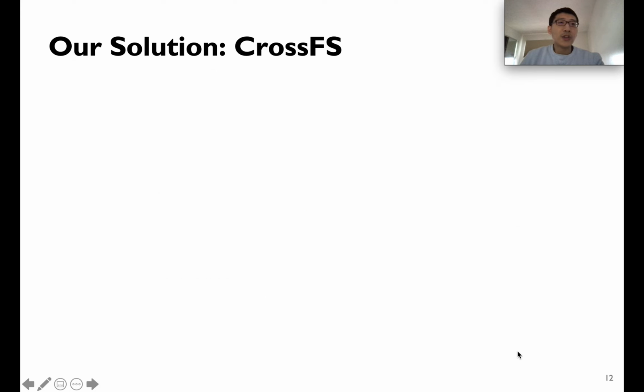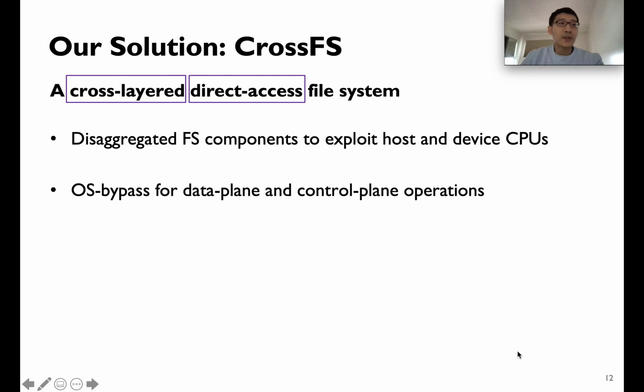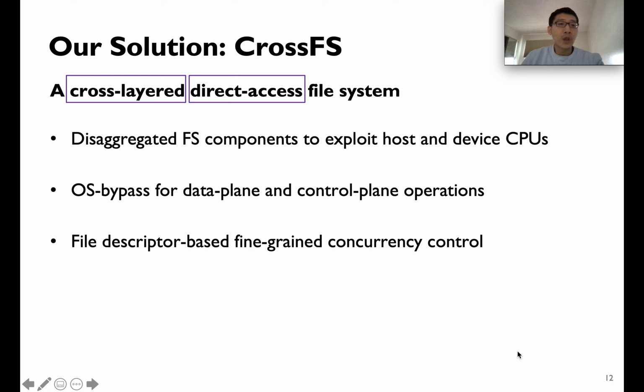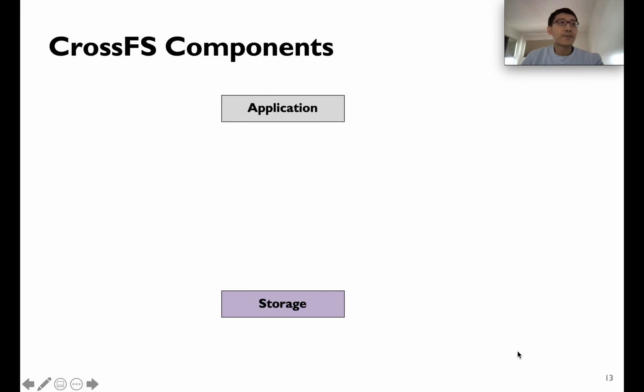To break those limitations, we propose CrossFS, a cross-layered direct access file system. In contrast to state-of-the-art solutions that separate control and data plane I/O operations, CrossFS disaggregates file system components to exploit host and device CPU resources. CrossFS bypasses the OS to reduce software overheads. We also introduce a file descriptor-based fine-grained concurrency control. We also designed file descriptor-based I/O queue scheduling and crash consistency, which you can find in our paper.